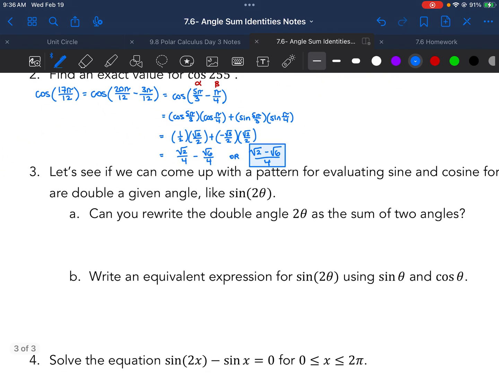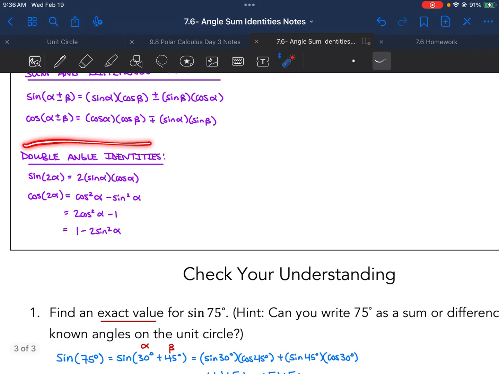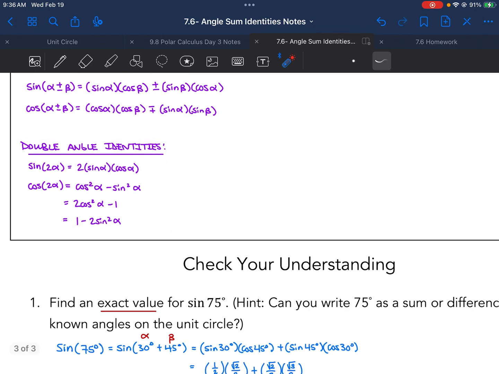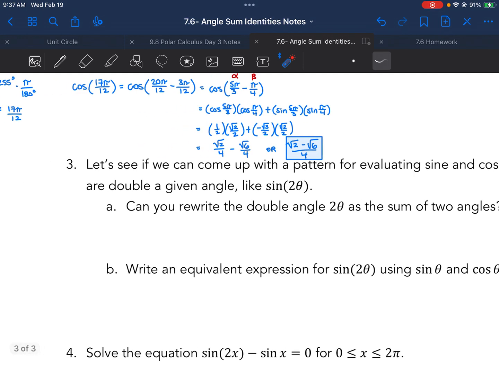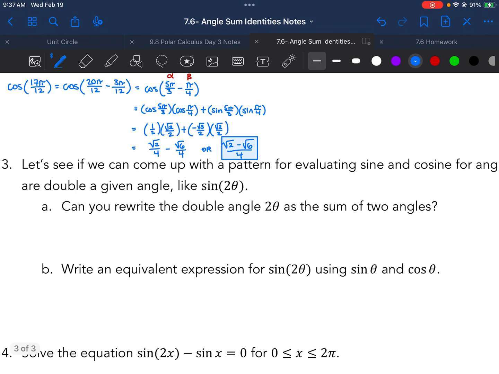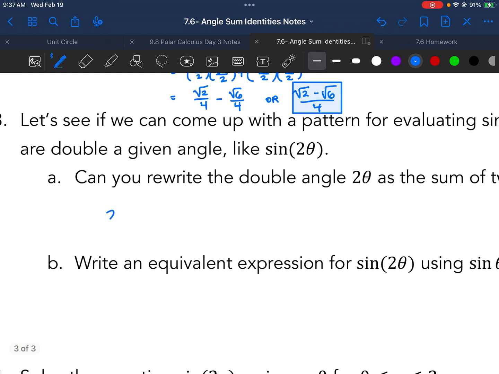All right, number 3. The purpose of number 3 is to show you where the double angle formulas came from, okay? So number 3 shows you where the double angle formula for sine comes from. And one of the homework problems shows you where the double angle formula for cosine comes from. So let's go ahead and derive this formula that I gave you up above. So first it says, can you rewrite the double angle 2 theta as the sum of two angles? Sure we can. 2 theta is the same thing as theta plus theta.